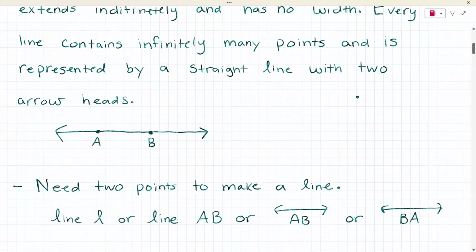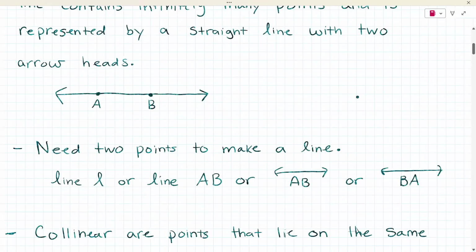It needs 2 points to make a line. So you need 2 points to make a line, and this is how you represent a line. You have to have two arrows pointing in opposite directions. So you can call it line AB or line BA.